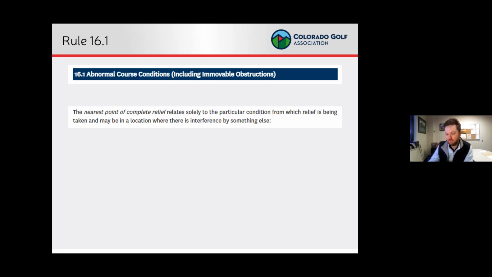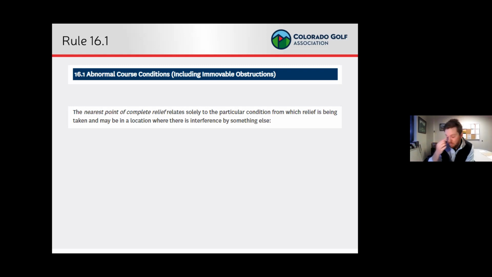So I'm taking relief from a cart path, but I'm taking relief from that cart path. Anything else I'm not worried about, as long as I'm taking relief for the reference point and the relief area. In the general area, I take relief from the cart path, and my relief area maybe is in an area of a puddle, a temporary water. I don't get to do double relief. Say, oh, well, I would have dropped it in that. So you have to take relief from that interference, rather, drop it. Now we have a new situation. Maybe you want to play the ball out of the water. Totally fine. You take relief from one condition at a time.